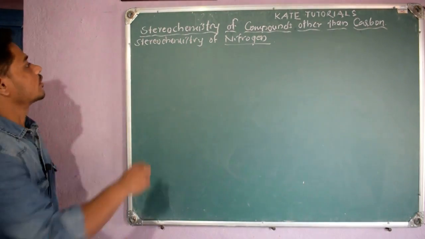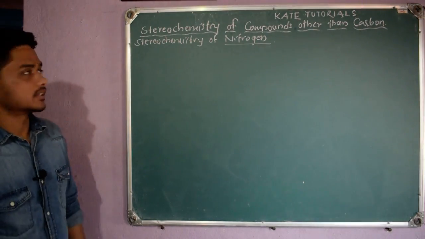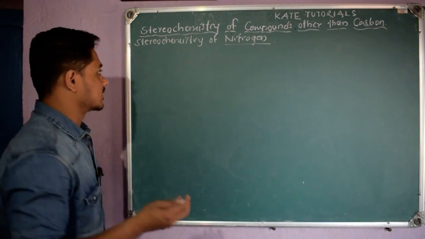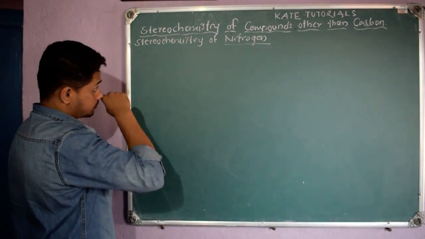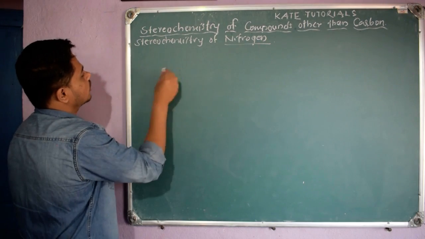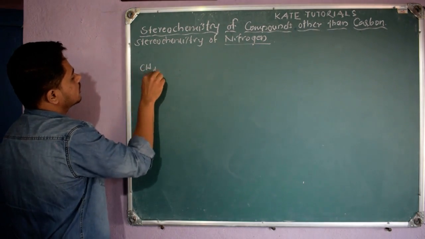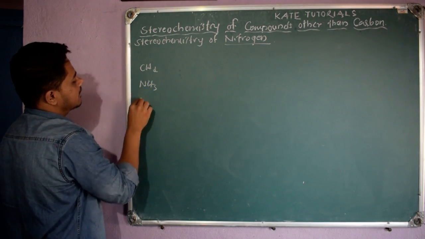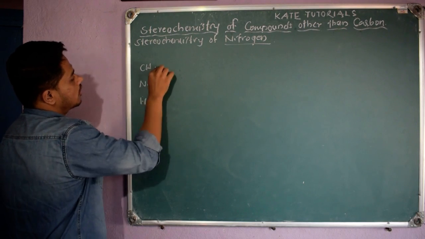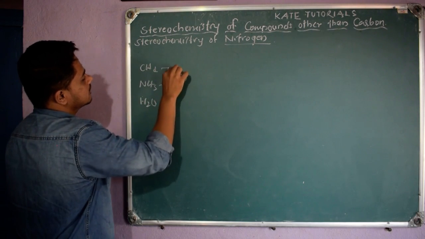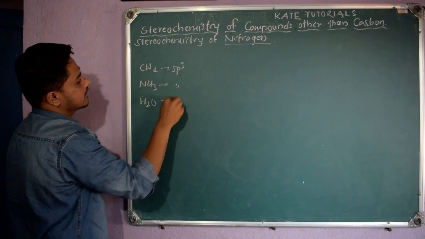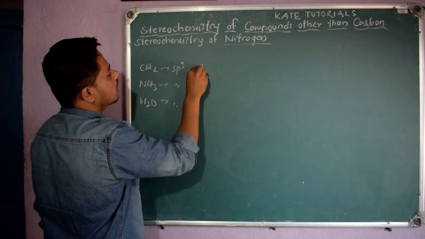So in this video we are going to discuss the stereochemistry of nitrogen, right? In the last video we saw the basics. For example, coming to nitrogen, we have studied CH4, NH3 and H2O. All are sp3 hybridized. If you see the geometry, all are tetrahedral.